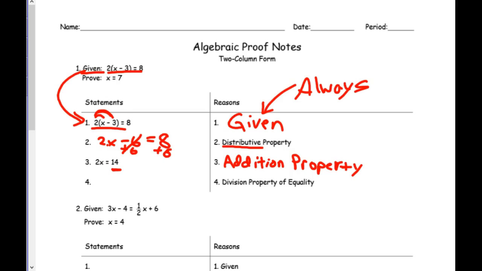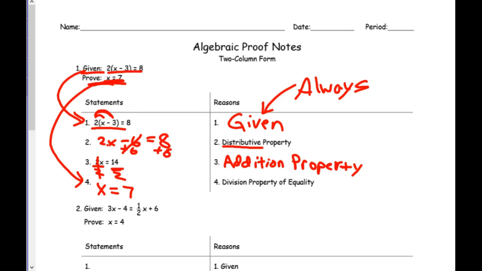Okay. Now, last step. 2x, how do I get rid of that 2? Divide by 2. Divide by 2. x equals what? 14 over 2 is 7. And guess what? That's what I was trying to prove, right?